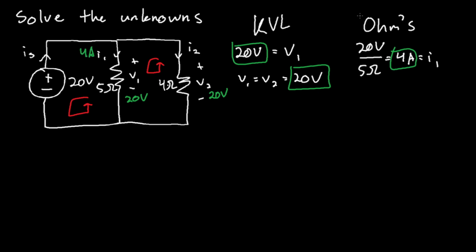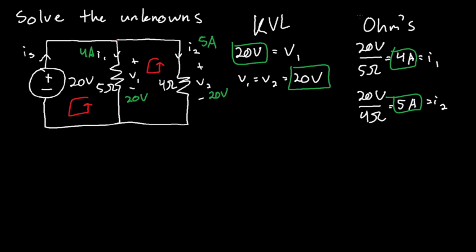All right, how about at this 4 ohm resistor? 20 volts divided by 4 ohms is equal to 5 amps. Therefore, I of 2 is 5 amps. Right here, 5 amps.